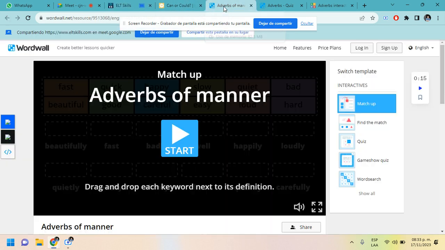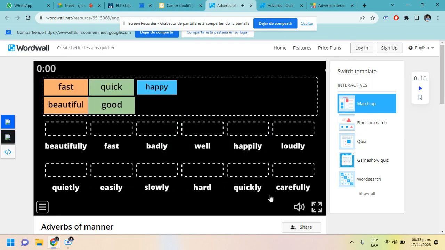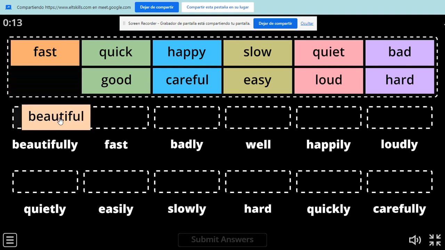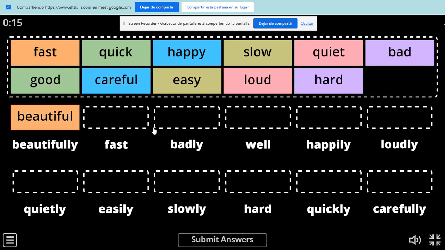Ok, vamos a ver si más o menos hemos entendido, ¿ya? Los de acá son adjectives, and these are adverbs. What is the adjective for beautifully? Tell me. Beautiful. Yes. What is the adjective for fast?